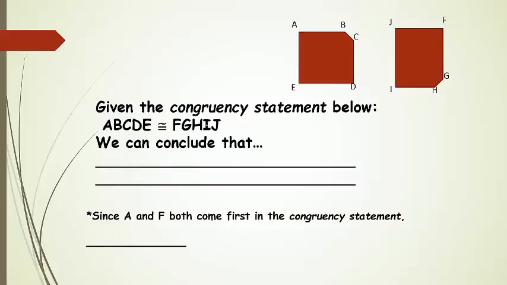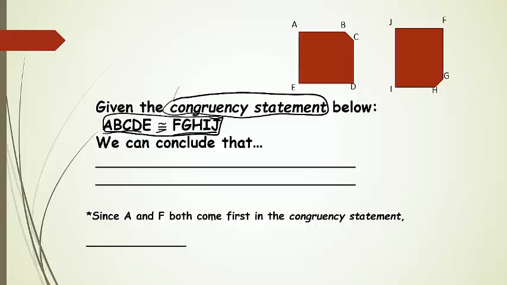What we're going to do is talk about congruency statements. So let's start by defining the word congruency statement. Basically, it's when you have a group of letters, a congruency symbol, and another group of letters. That is a congruency statement. That whole thing put together is what we call a congruency statement. Now, this is where order is critical.